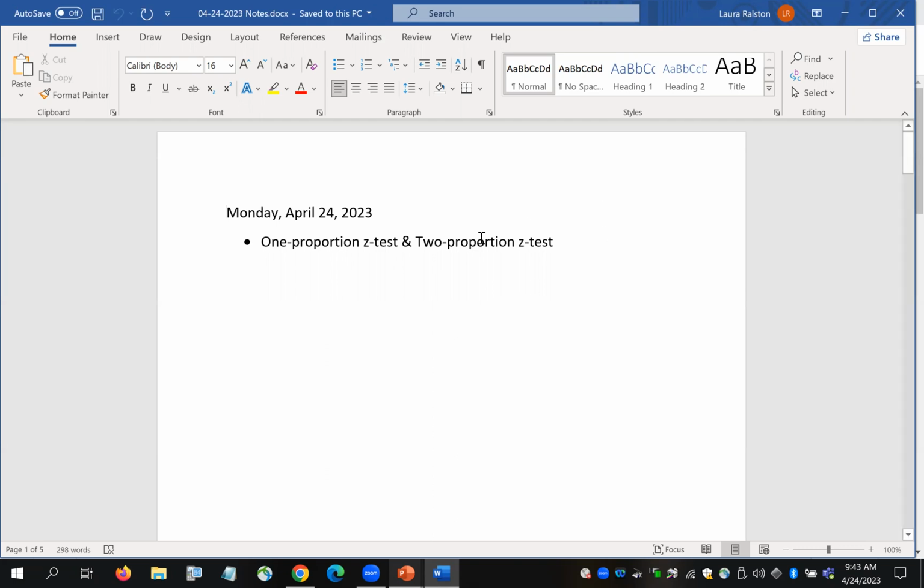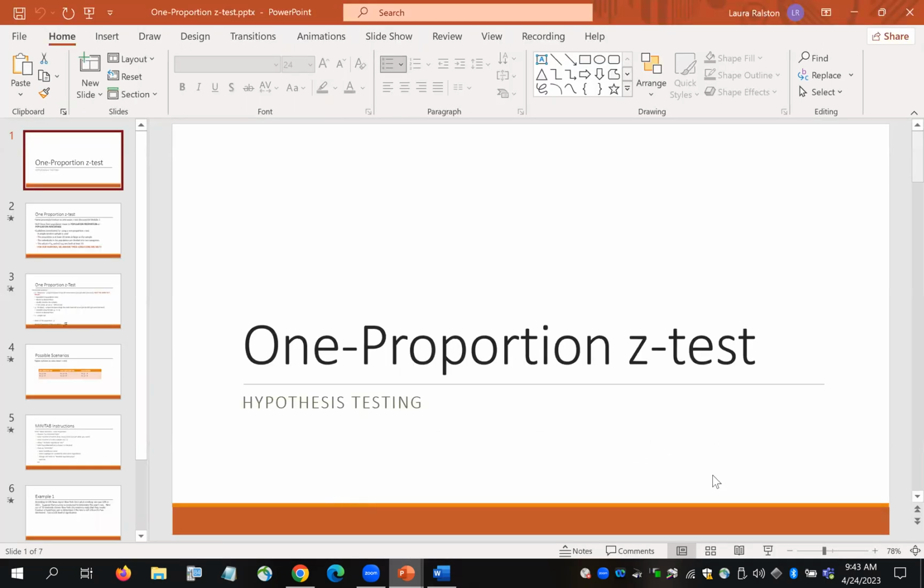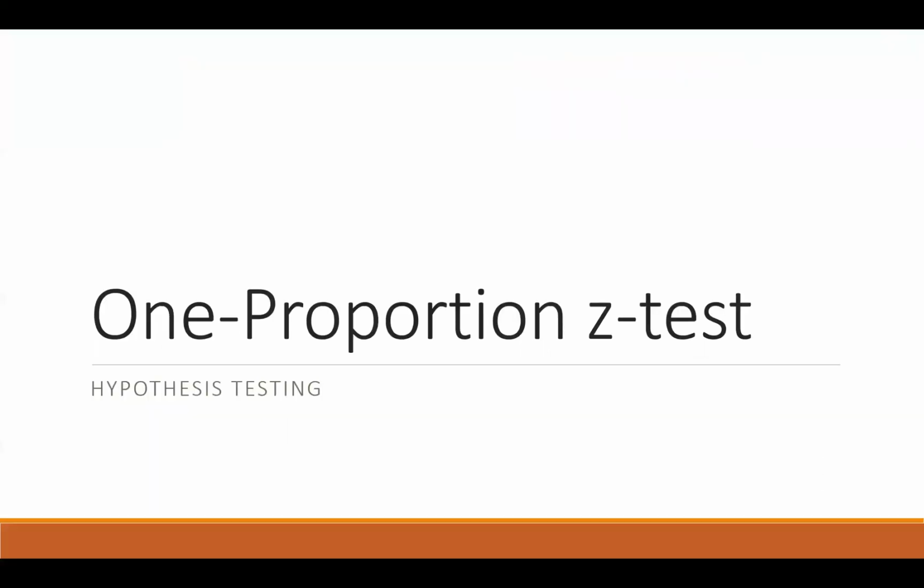Okay. So today's topics are 1 proportion z-test and 2 proportion z-test. And I'm going to use the PowerPoint to go through some of the explanation, and then we'll come back over to the document to do the examples. This is hopefully not going to be a lot of new information. We're going to talk about a 1 proportion z-test.